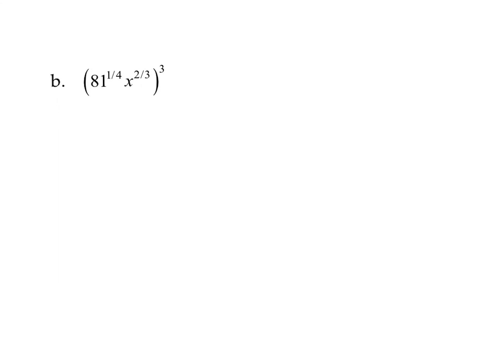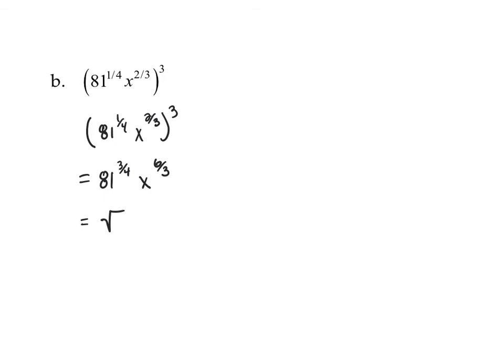So you have 81 to the 1/4 times x to the 2/3 cubed. We can do things in whatever order that we want. I could go ahead and take care of this 4th root of 81, or I could do the product to a power, which would make this 81 to the 3/4, and then this would make this x to the 6/3.